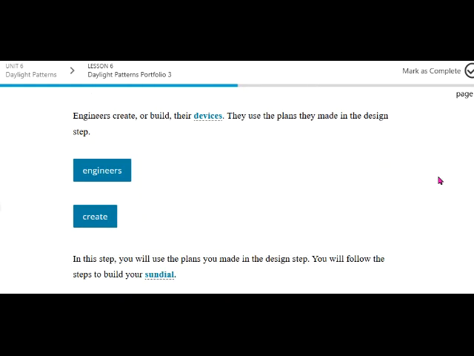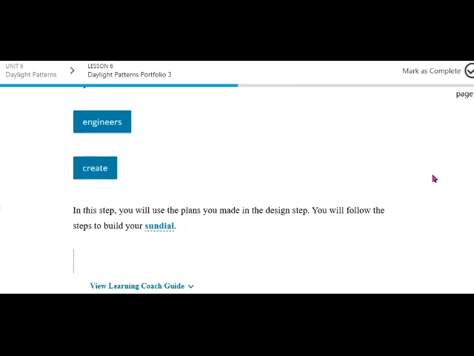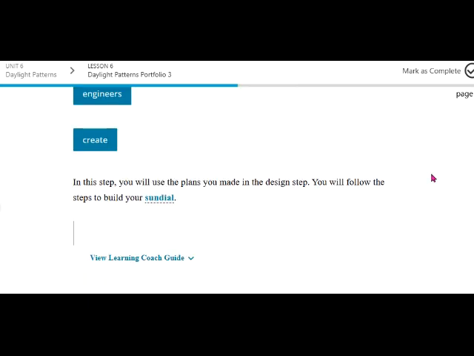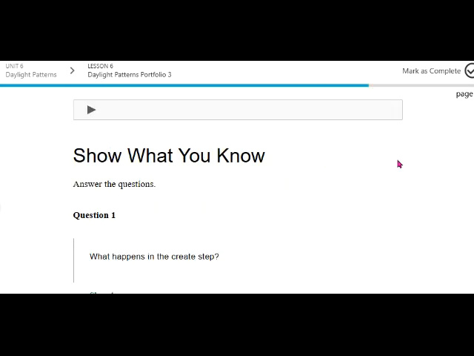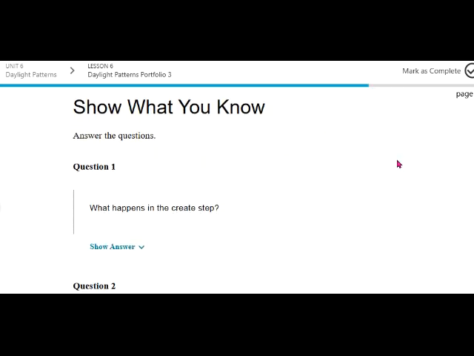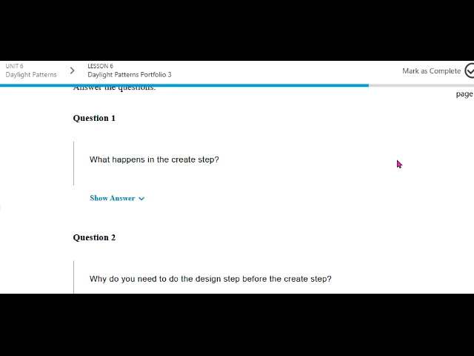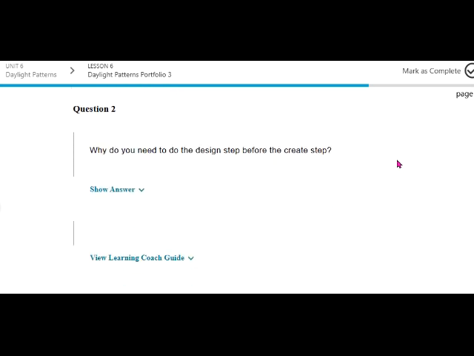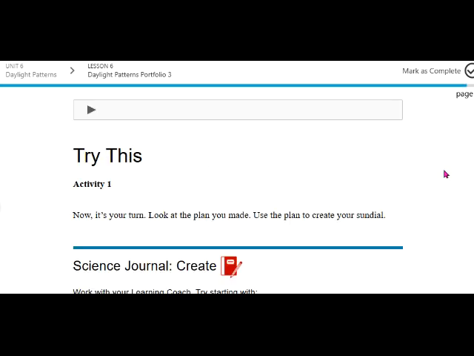Engineers create or build their devices. They use the plans they made in the design step. In this step, you will use the plans you made in the design step. You will follow the steps to build your sundial. Answer these questions. What happens in the create step? Why do you need to do the design step before the create step?